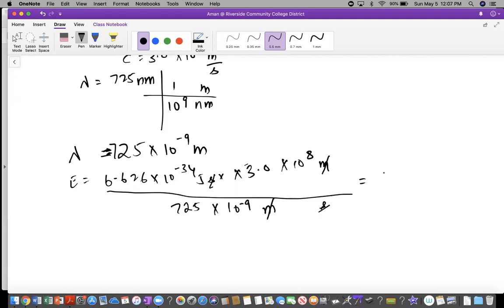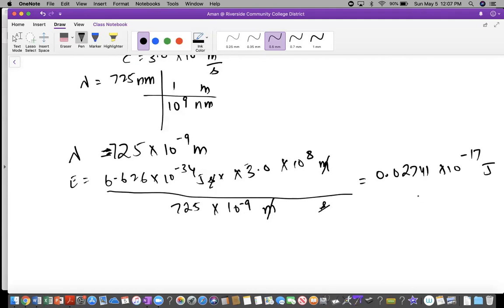So I got 0.02741, and then there's some more numbers after that. And then times what? So it's negative 34 plus, hold on a second. Plus 8, and then plus 9 also. Right. So negative 17 times 10 to the negative 17. So that's what it looks like? So it should be A then, right? And that's in joules, right?